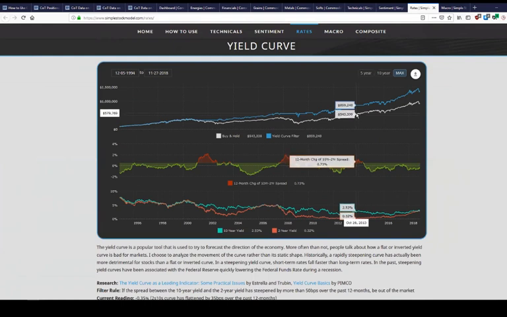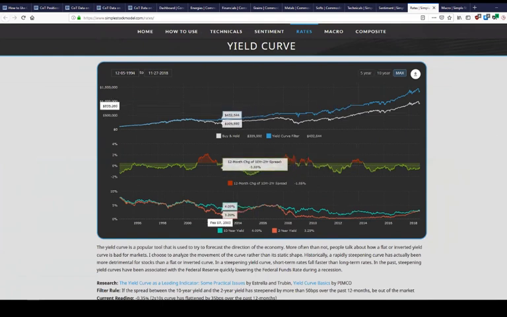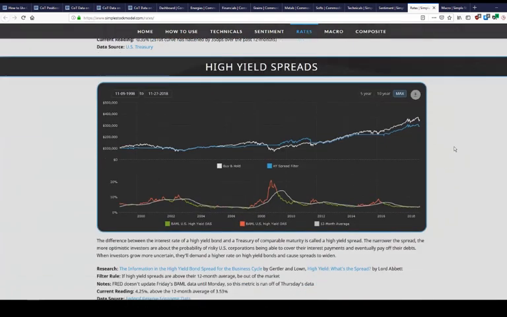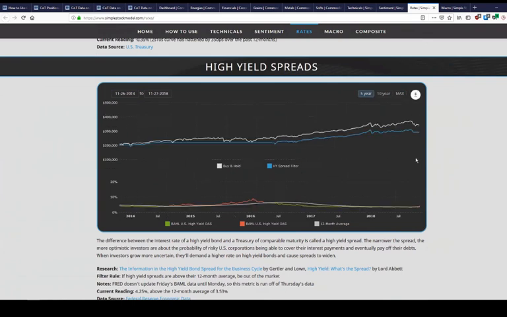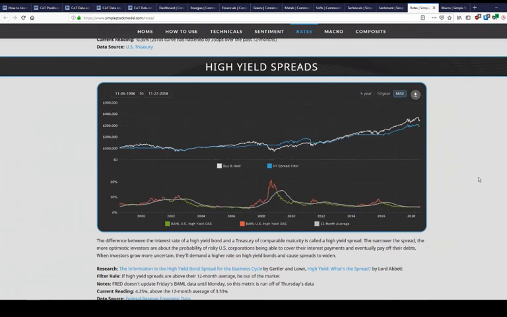All this to say is the yield curve has flattened 35 bips over the past 12 months. It has not steepened rapidly like these two times. High yield spreads are worrying. They're expanding. They are greater than their 12-month moving average. It means they're widening out, and all else equal, that's bad.